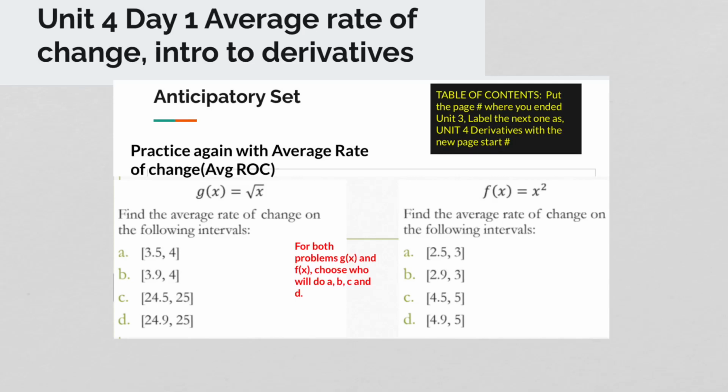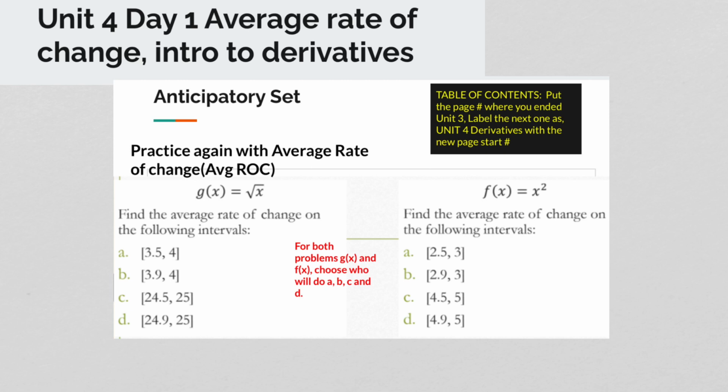Good morning, everyone. Since it's our new unit, let us go to our table of contents page and put where we ended our last unit, Unit 3, and label the next one as Unit 4, Derivatives, with the new page number that you're starting with. After you've done that, let's take a look at your warm-up here.